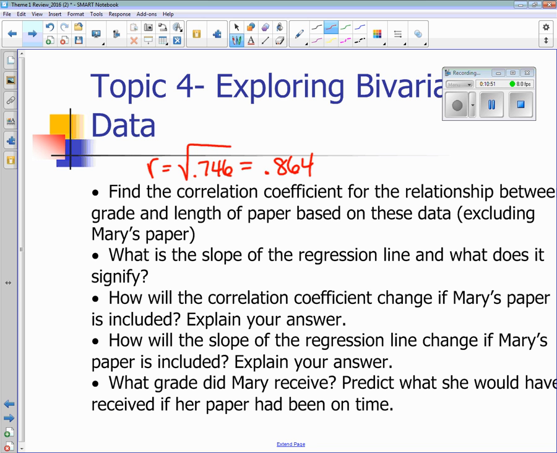What kind of units does a correlation have? None. Very good. Good to remember that. It's unitless. So you're not going to put anything about the grade or the length of the paper or anything like that here.